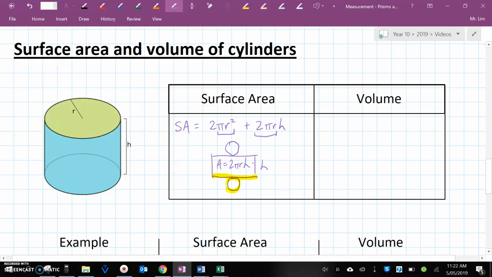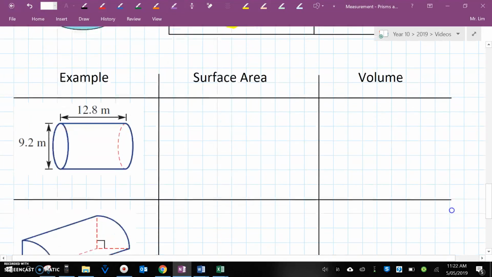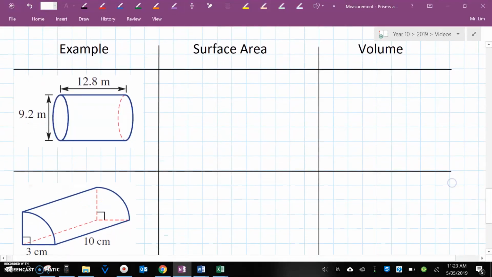The formula for the volume of a cylinder is pi r squared h. Okay, remember, area of the base times the height. The base just so happens to be a circle, so it's pi r squared times the height, the perpendicular height of the solid. Let's have a look at some examples.